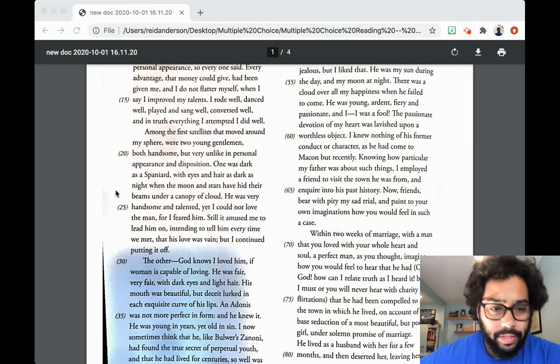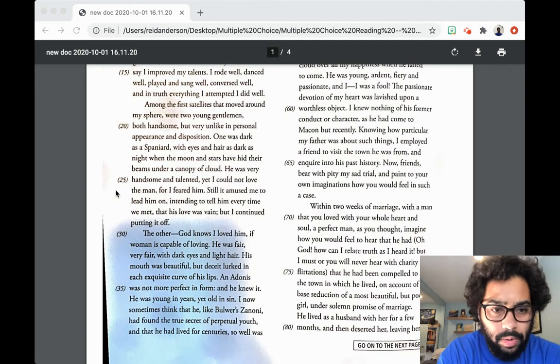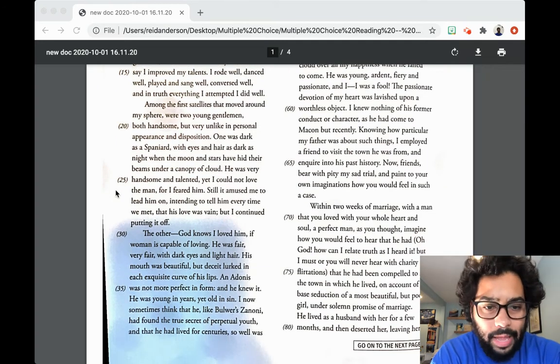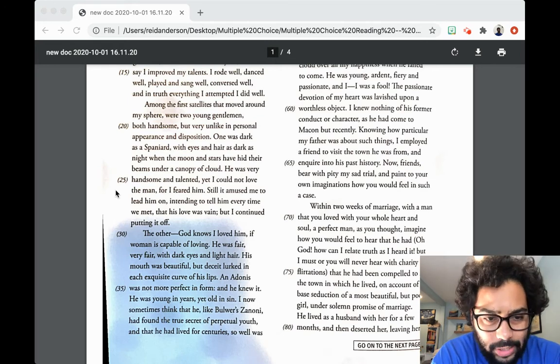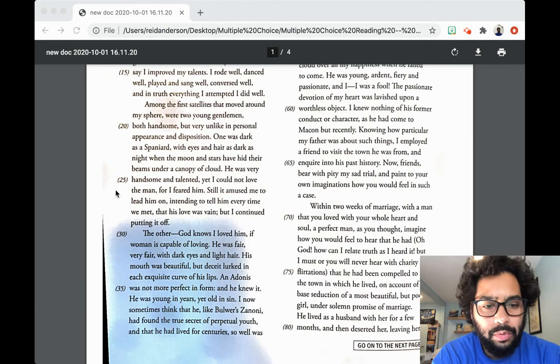The other, God knows I loved him, if woman is capable of love. He was fair, with dark eyes and light hair. His mouth was beautiful, but deceit lurked in every exquisite curve of his lips. And Adonis was not more perfect in form, and he knew it. He was young in years, yet old in sin.